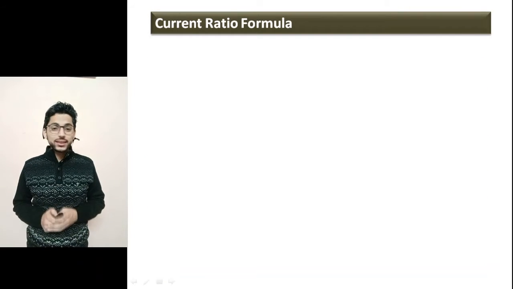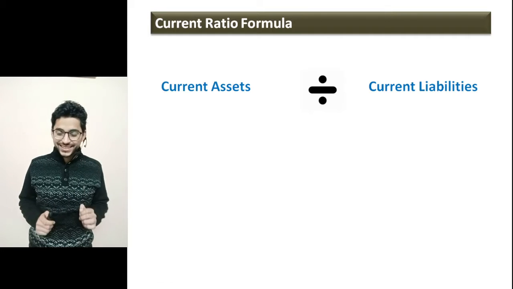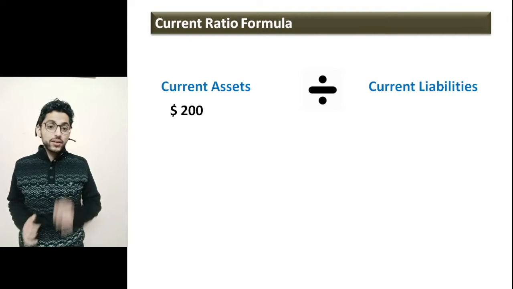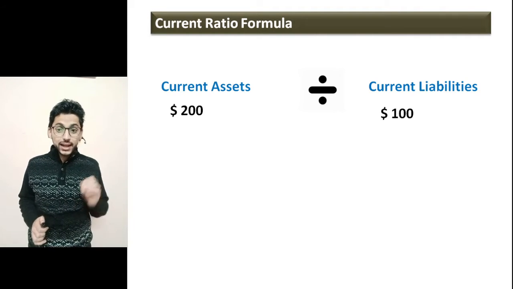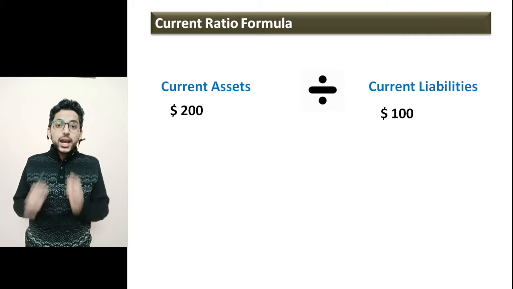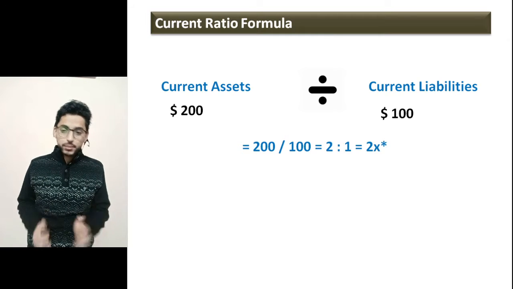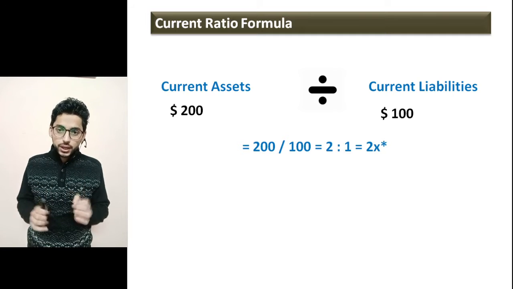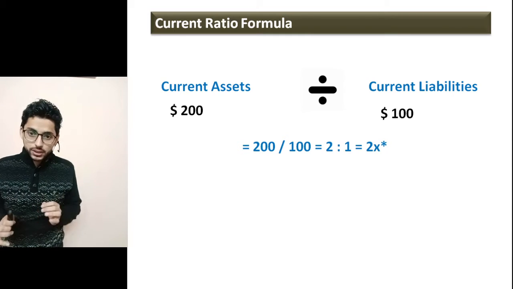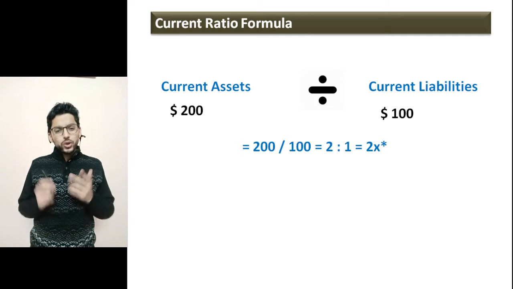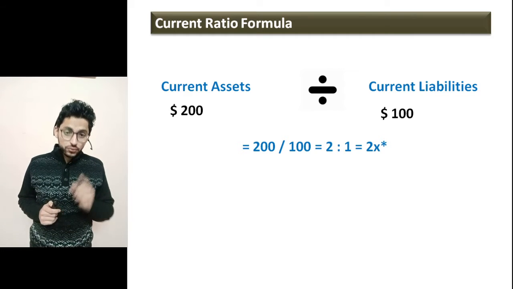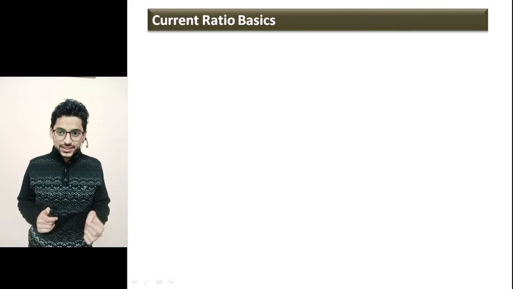Current ratio formula. This formula is very easy. You need to take current assets and divide it by current liabilities. If you have $200 of current assets and $100 of current liabilities, it would be very simple. Divide 200 by 100 and the ratio would be 2 is to 1 or 2 times. Okay. Now you need two basic things to calculate this ratio: current assets and current liabilities.